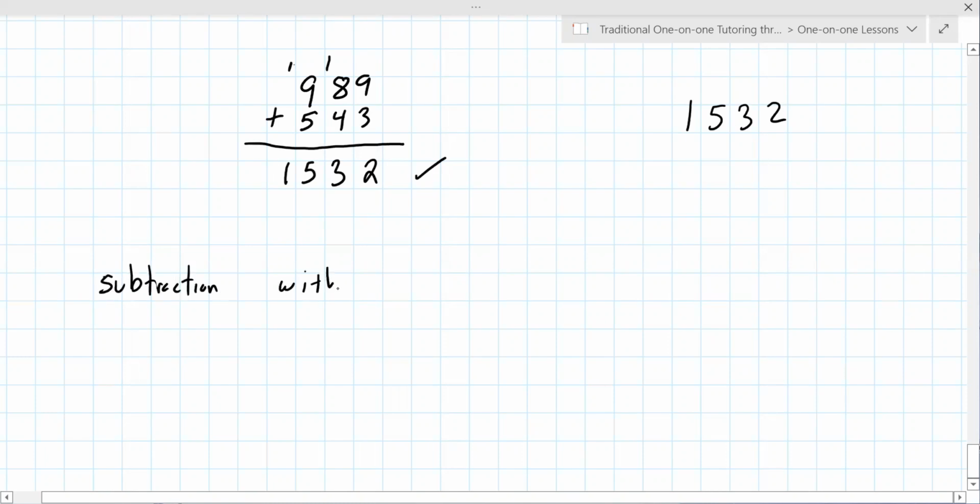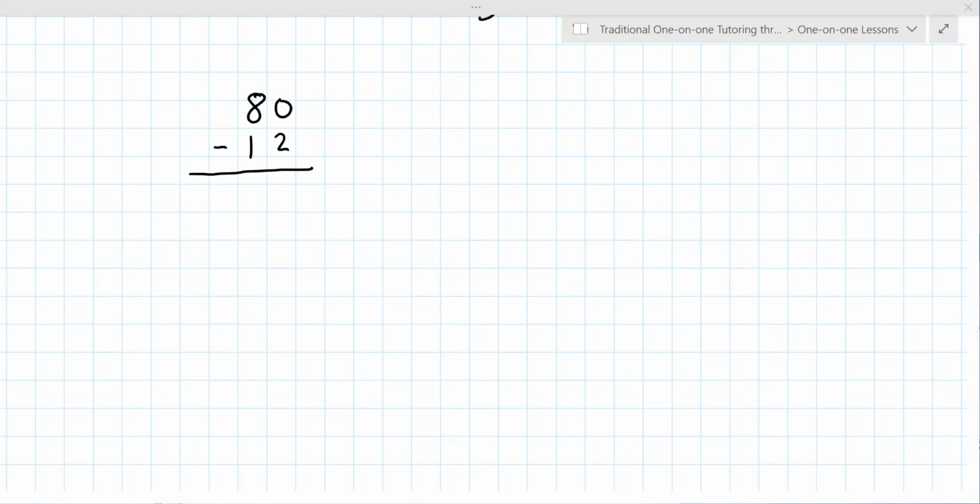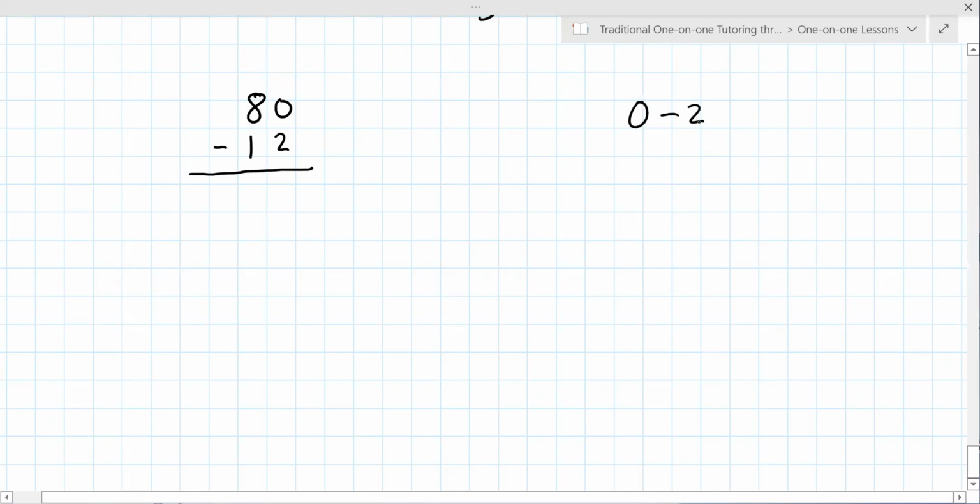That's excellent. Well done. Okay, so we're going to switch to subtraction. Subtraction with borrowing. We'll look at some pretty straightforward examples. Let's say we want to take 80 and subtract 12. For a problem like this, you cannot do 0 minus 2. You don't know yet how to do 0 minus 2. So you have to borrow from the 8.